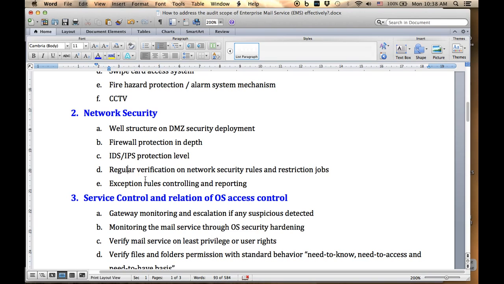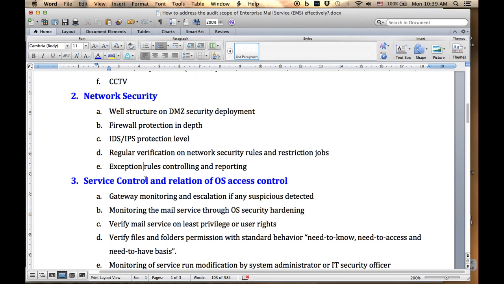So the last one is exception rule control and reporting. When we talk about the exception rule, whatever permission we grant to a certain function or certain unit to access a certain system or service, we need to obtain the exception rule that allows or grants permission to access the system via the network activity.